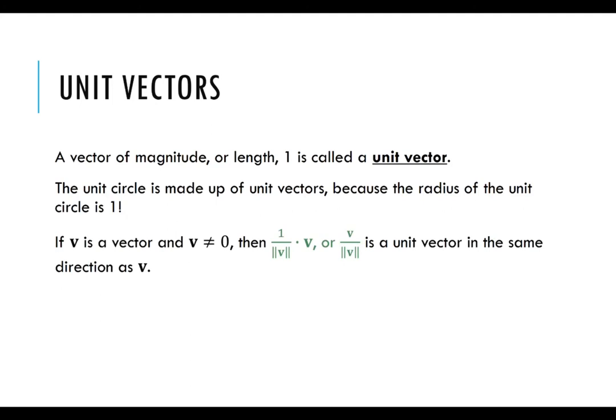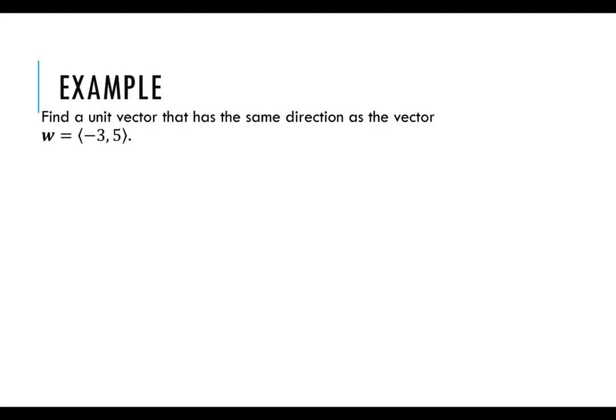Well, if v is a vector, and that vector is not equal to 0, then 1 divided by the magnitude of v times the vector v, or the vector v divided by that magnitude, is a unit vector in the same direction as v. And so we really just force a scaling down of making that vector be a length 1. And so if we want to find a unit vector that has the same direction as this vector w, where we have these components, all I need to do is find the scalar, which is the magnitude of w, and put that under the vector w.